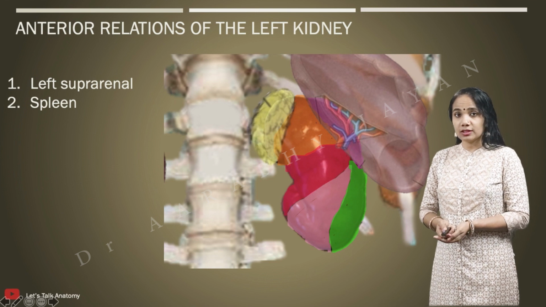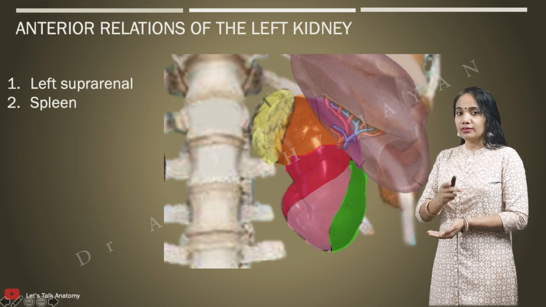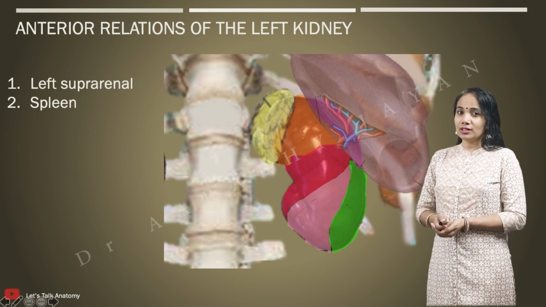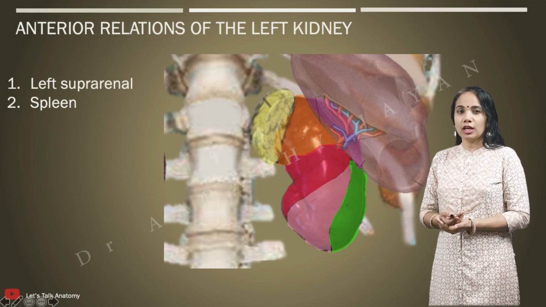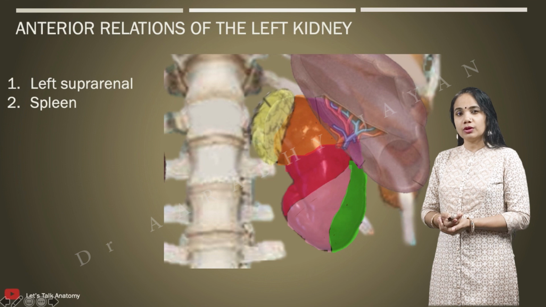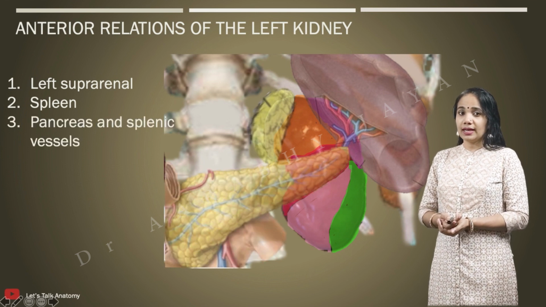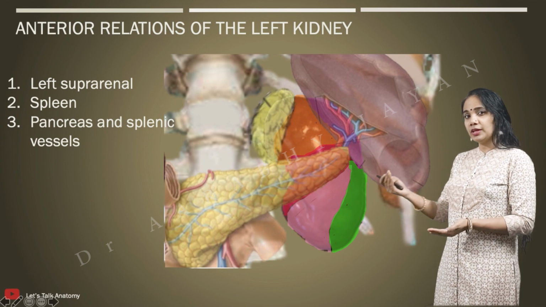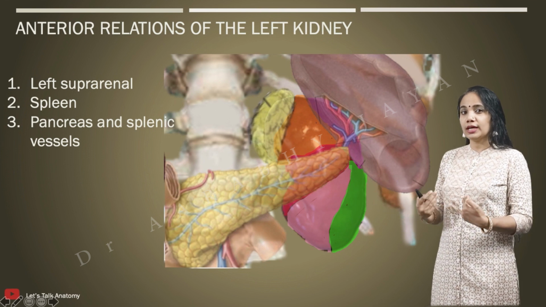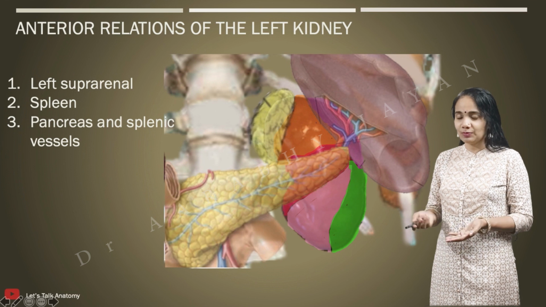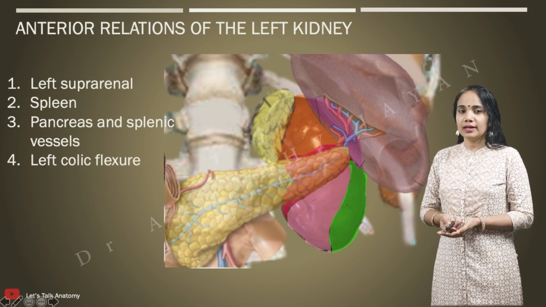Its long axis lies along the 10th rib, and that forms the lateral relation, or the relation along the upper part of the lateral border of the left kidney. Then we can place the pancreas and the splenic vessels. You can see that the splenic vessels are coming all the way into the hilum of the kidney, of the spleen, right?